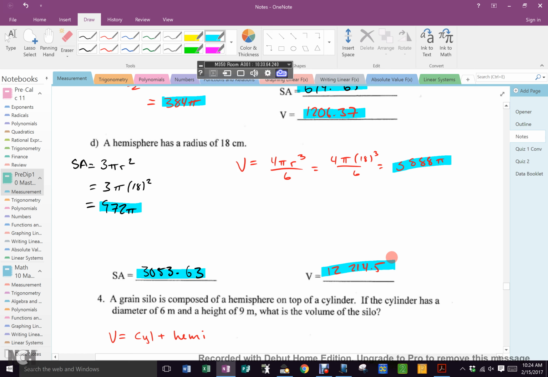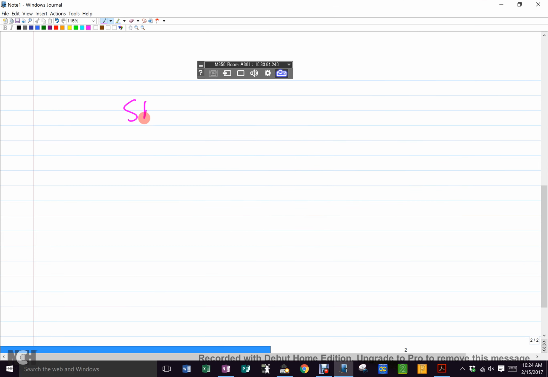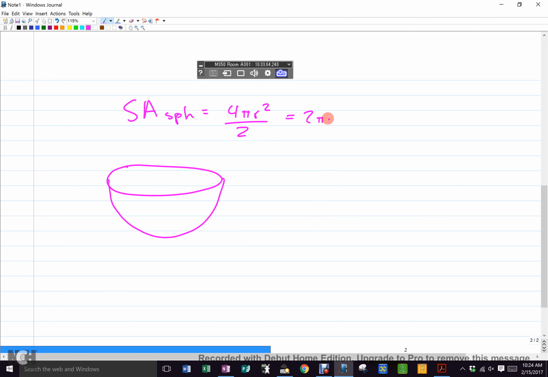Everyone okay? Which are you not okay with? The surface area, could you go over the surface area? All right. Surface area of a sphere is 4 pi r squared, yes? If I cut a sphere in half, I'm going to divide that by 2, right? To get 2 pi r squared, yes?